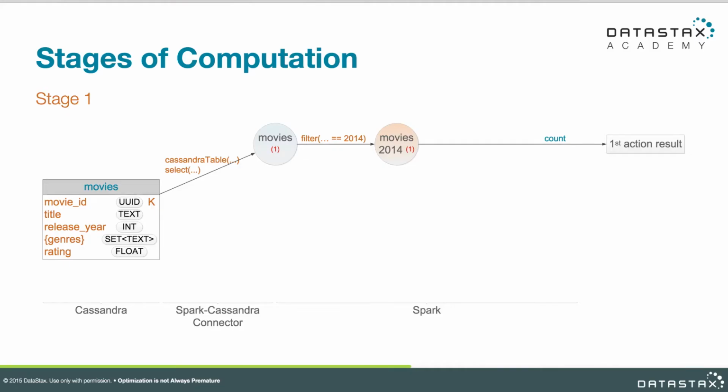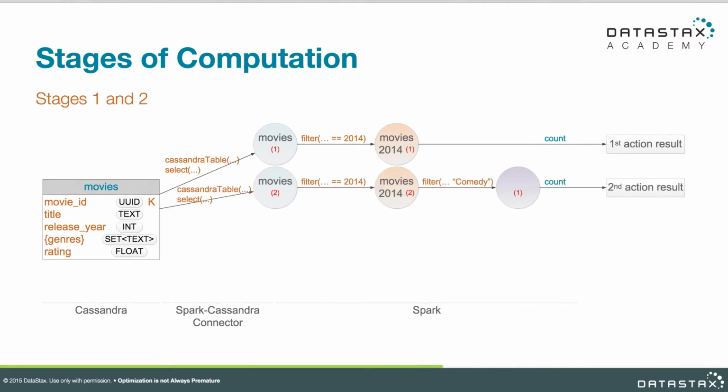But let me break this down stage by stage so you can see the repeated work a little bit more clearly. So that DAG of operations is the ideal scenario. And in an ideal world, we could stop there, but we actually have to get these computations done on real servers, and we do that in stages. The first stage does a select on the movies table and creates the movies RDD. Then we do a filtering operation and create a new RDD that's movies 2014. We're able to count that, which gives us the first action result. And we're going to do it again.